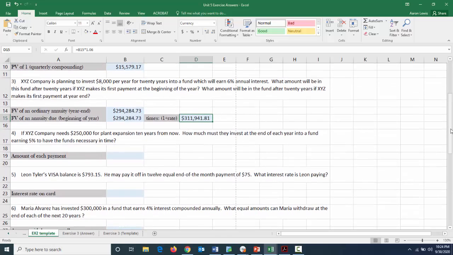In question 4, XYZ Company needs $250,000 for plant expansion and we need it 10 years from now. How much must they invest at the end of each year into a fund earning 5% to have the funds necessary in time? Okay, so what are we figuring out now? We know what we have to have in the future. We know the rate. We're not making a single payment. We're trying to figure out how much we have to invest at the end of each year. So we're trying to figure out what the payments are that we're going to have to make into this annuity to come up with the future value we want at the end.